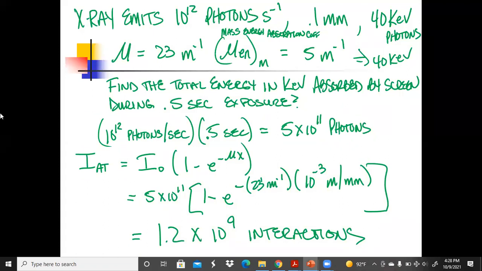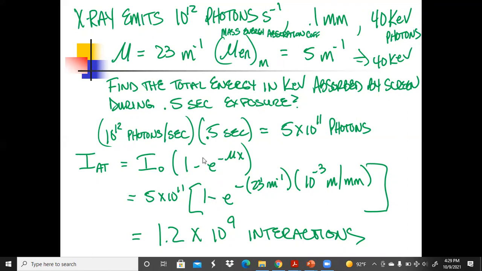So the X-ray emits 10 to the 12 photons per second. We have 0.11 millimeters for the mass energy absorption coefficient. That's what this is going to be. 40 keV photons. We have our linear attenuation coefficient. We have our other coefficient here. So we're going to find the total energy in keV absorbed by the screen during half a second of exposure.